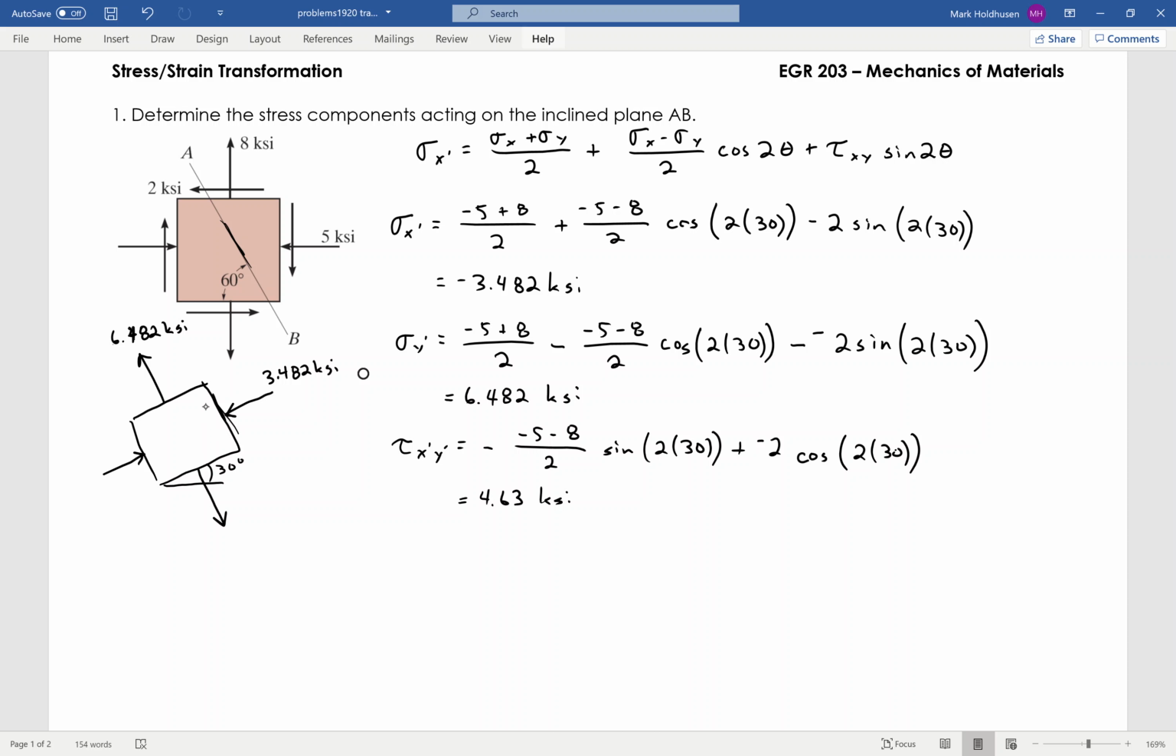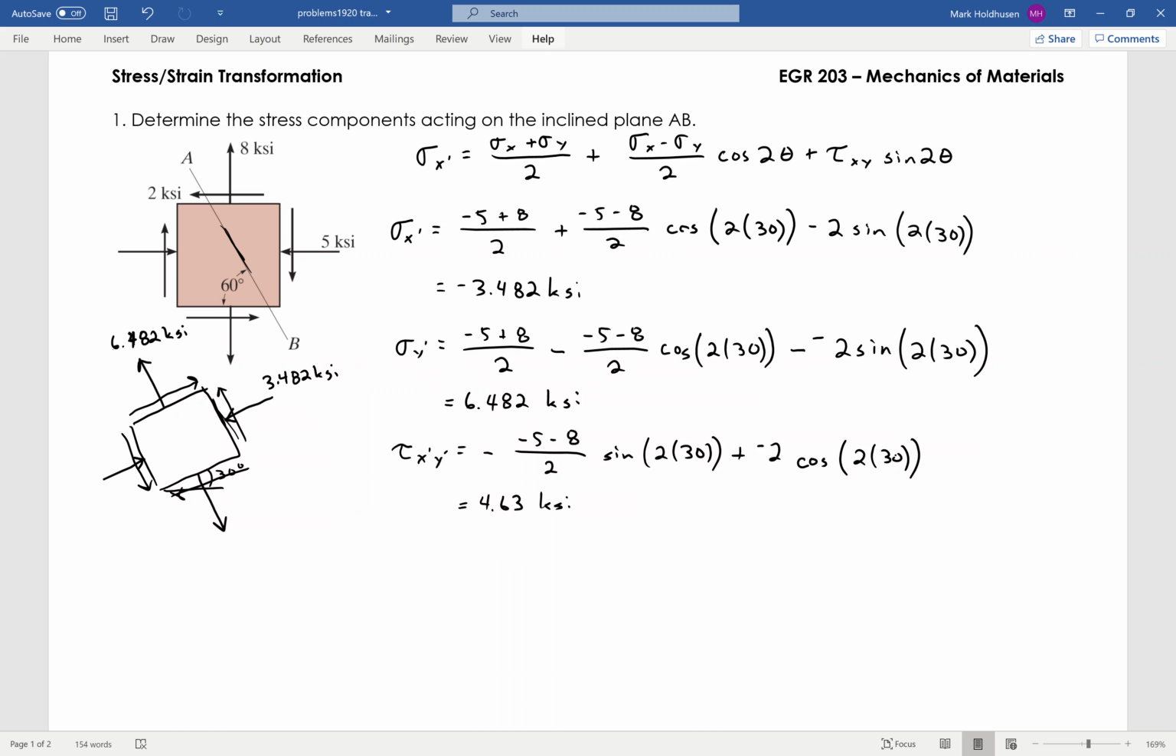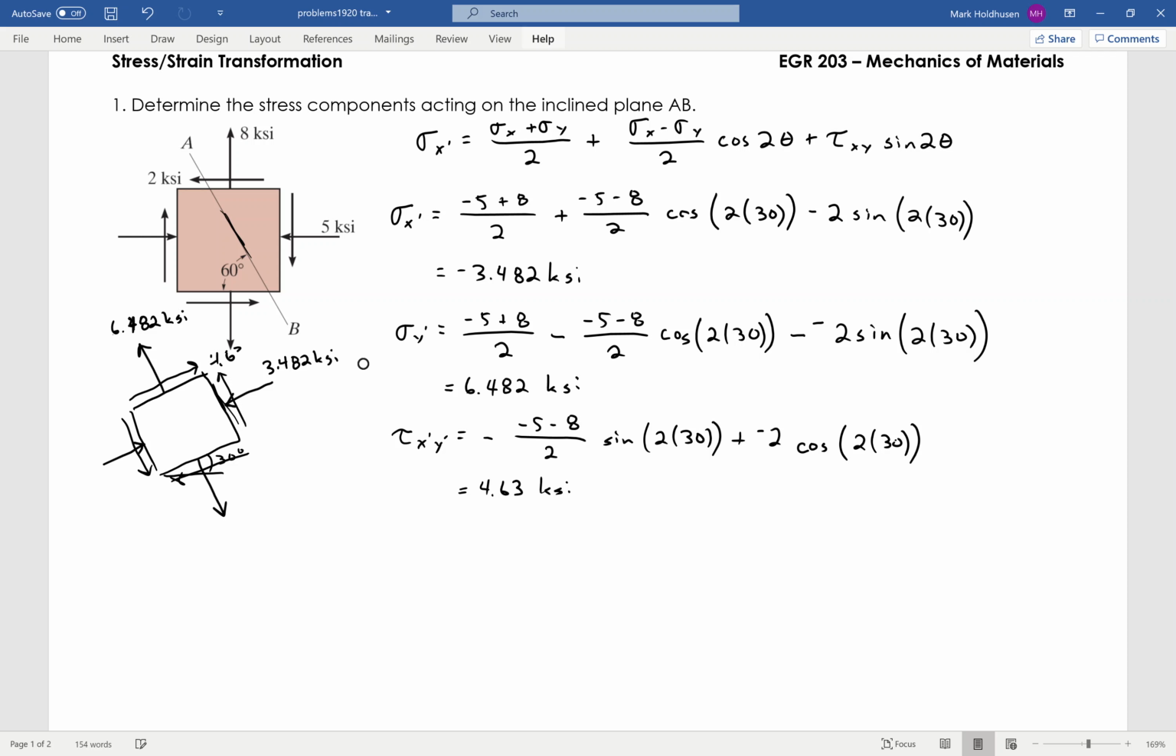That wasn't the best drawing there. Let me try it again. So the shear stress will be in that direction as it's flipped at that angle right there, and that's going to be 4.63 KSI. So again, these aren't too tough. It's just a plug and chug sort of situation. Just grab the equation and throw it in. But again, more importantly is figuring out what you're looking at. If I'm trying to find the stress at a specific angle, I'm just rotating the axes and figuring out what the stress is along those axes or what I'm looking for.